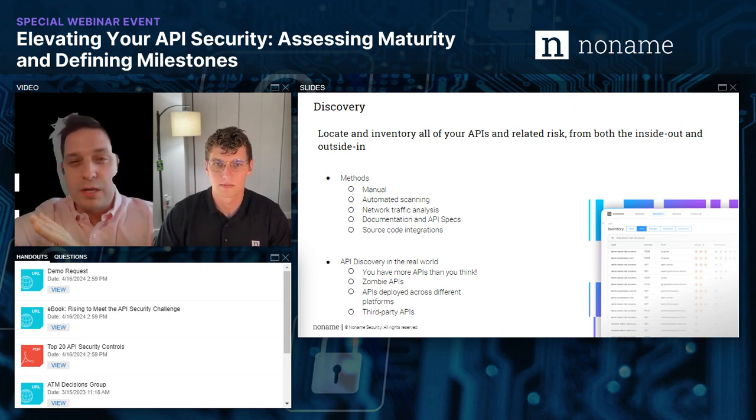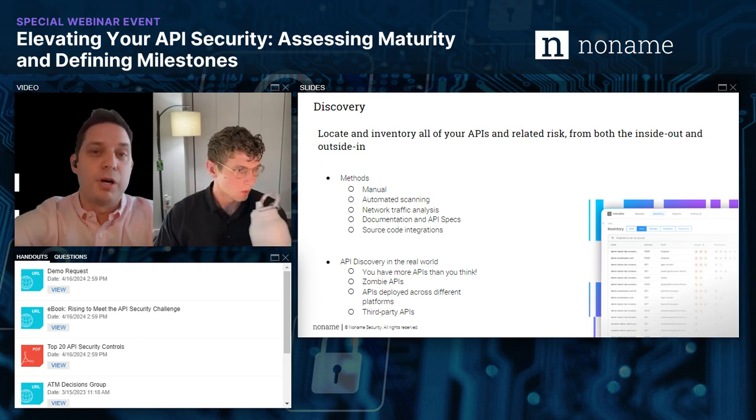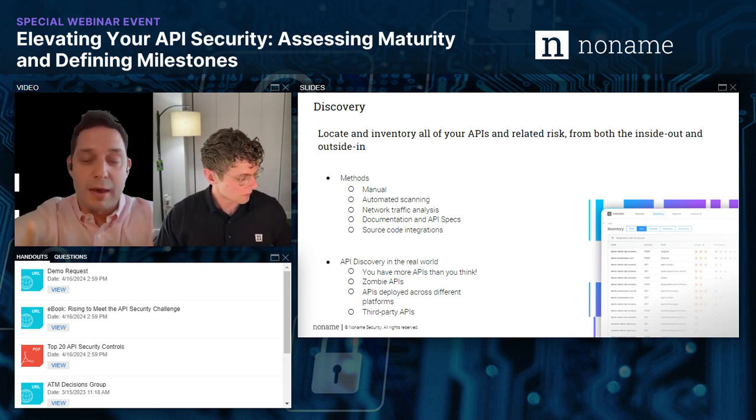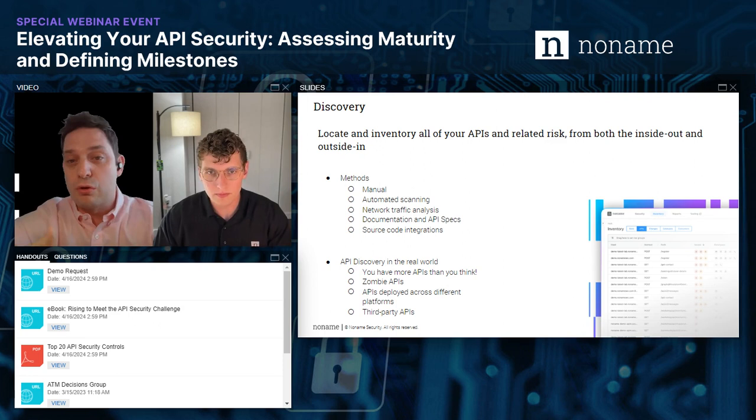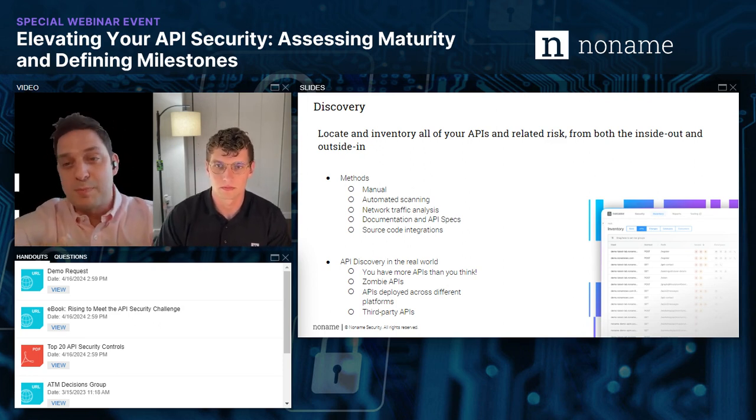And there are a few ways that you can discover APIs. Some, of course, are more efficient than others. For example, you can do it manually, but a much better way is to go automatically and scan your traffic for APIs. You can also upload API specs or documentation for APIs that are not currently active on your network.